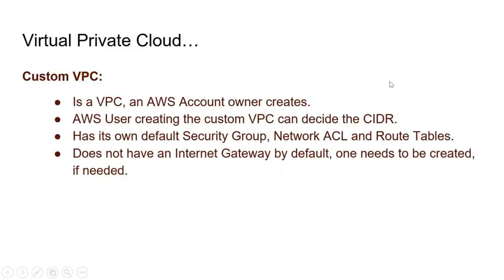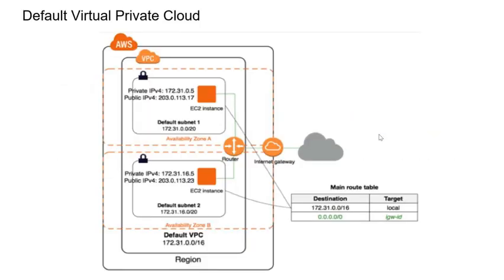Now we come to our virtual private cloud, that is the custom VPC. The custom VPC is a VPC an AWS account owner creates. We have to create it. An AWS user creating the custom VPC can decide the CIDR. While creating the CIDR, we have to decide what range to give. That we can decide. Before we go to custom VPC, first of all, let's see whether this main route table is available or not, whether the internet gateway is available or not, and whether subnets are available or not. These things we will understand first, and where we can see them.